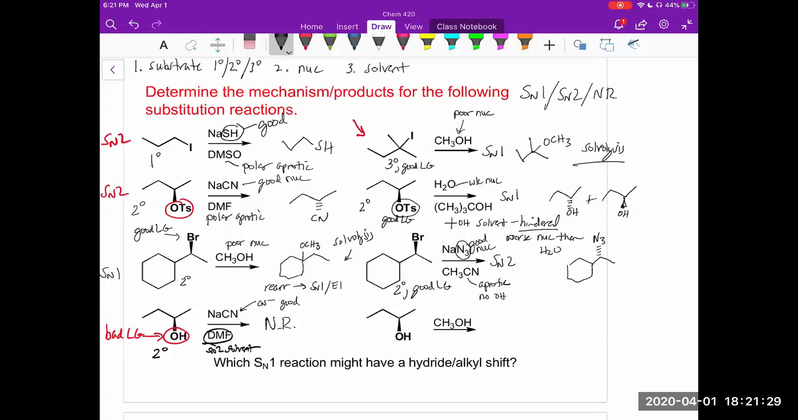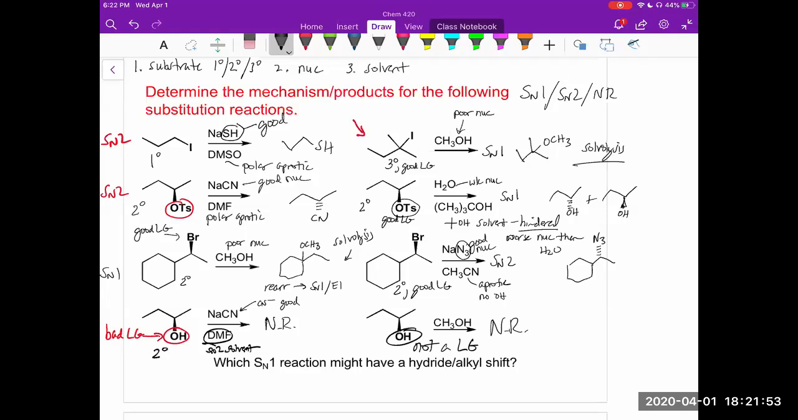Wouldn't it be no reaction? Good for you. What made you decide that? The two alcohols. The OH is not a leaving group unless I do something to it, and I've got no acid there to protonate it, so I'm done. It's no reaction.